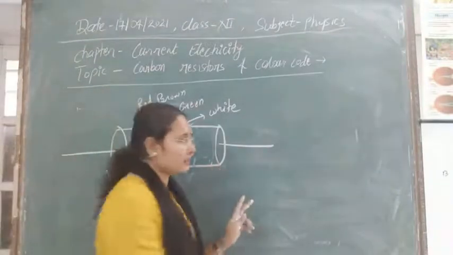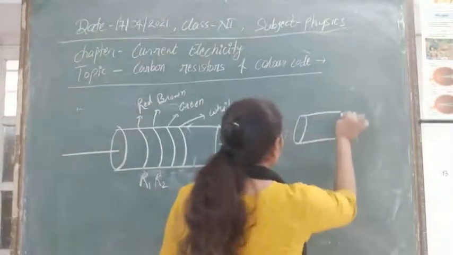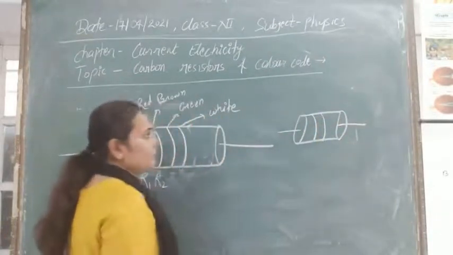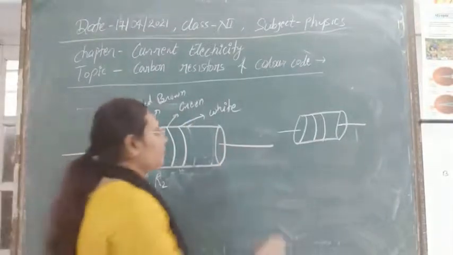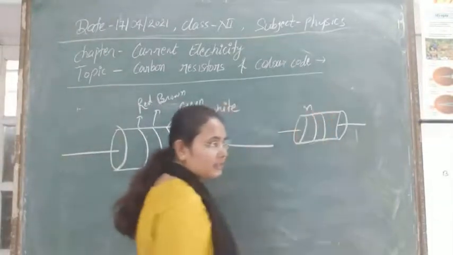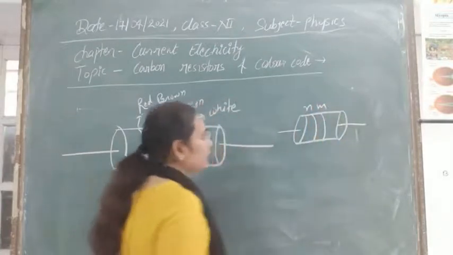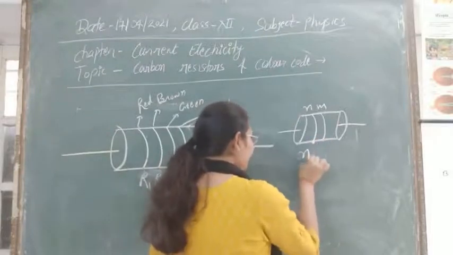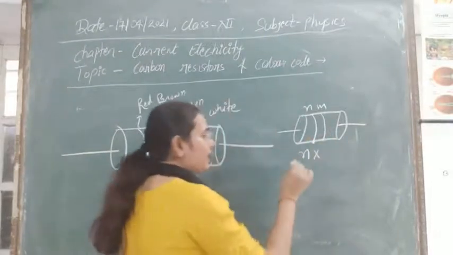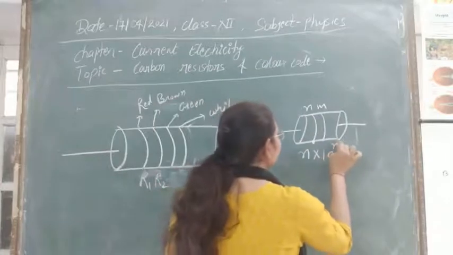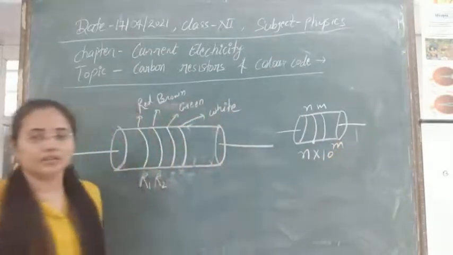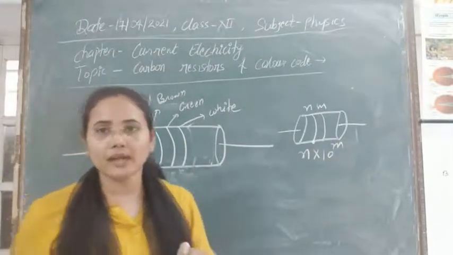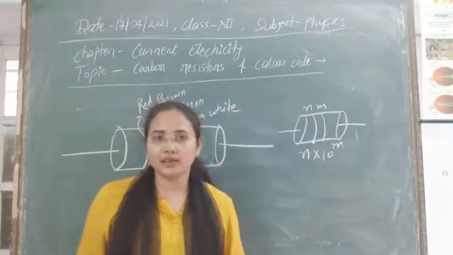First I will start from 2 bands. Suppose we have only 2 bands of different colors. For the first color, if the number in the chart is M, and for the second color the number is N. First we will write M, and for the second, if only 2 bands, we will write 10 to the power N as the multiplier. So the last band will always be provided in multiplier form. You have to keep only that factor in your mind.